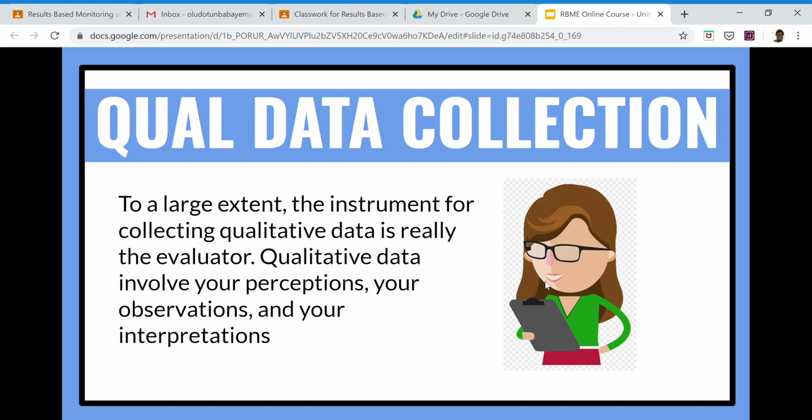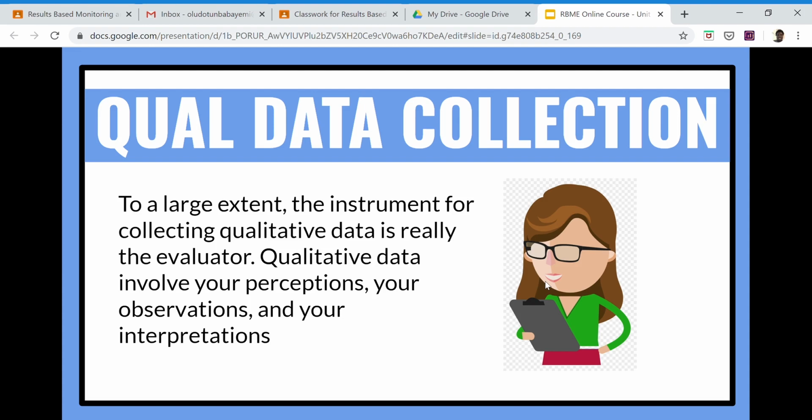When we talk about qualitative data collection, what that means is that most times you're relying on the judgment of the evaluator to develop insights into a particular program, project, or policy, as the case may be. So in qualitative data, the instrument is actually the evaluator, using the evaluator's perception, observations, and interpretations of the life of a program. That's what qualitative data collection is all about.